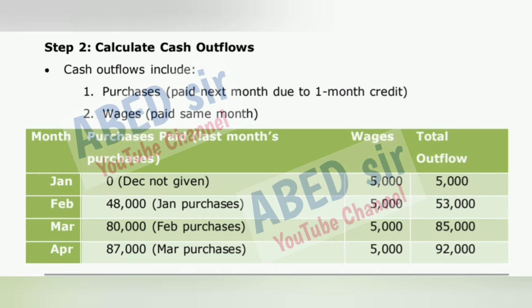Step 2. Calculate cash outflows. Cash outflows include: 1. Purchases, paid next month due to 1 month credit. 2. Wages, paid same month. Jan: purchases paid 0, December not given, wages 5,000, total 5,000. Feb: 48,000 Jan purchases, 5,000, total 53,000. Mar: 80,000 Feb purchases, 5,000, total 85,000. April: 87,000 Mar purchases, 5,000, total 92,000.